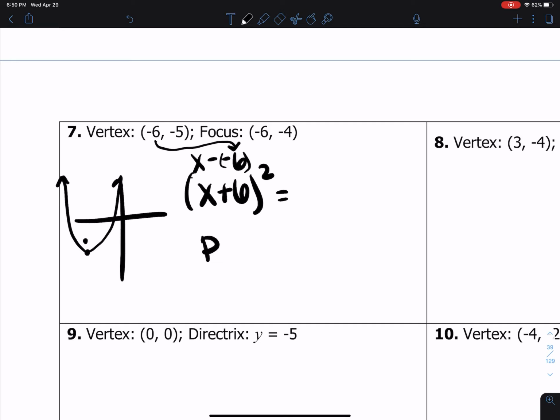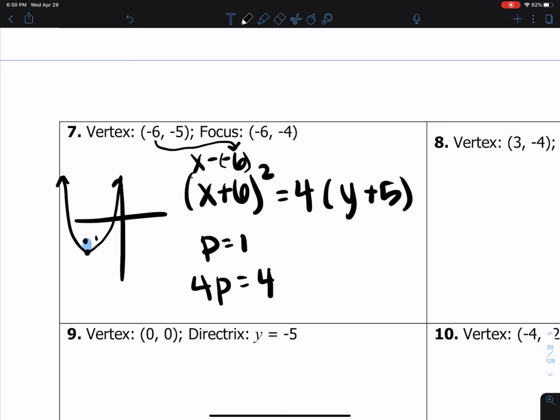We need to know p. So between -4 and -5, that's just 1 unit. So 4p equals 4. And then we have y plus 5. And that's our equation for that one.